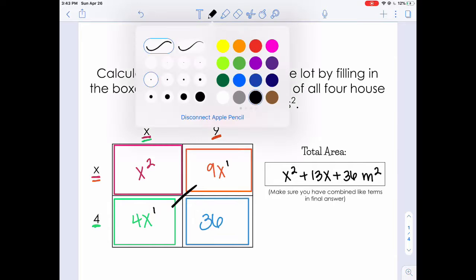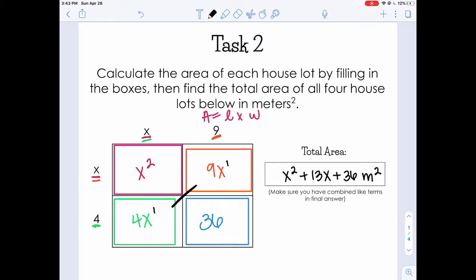Okay, so as Ms. Martinez showed you in the notes video, we are technically just multiplying 2 polynomials here. On top, I have x plus 9. On the left, I have x plus 4. So this is kind of the area model for distributing, so distributive property. We're doing the exact same thing, just in 2 different ways.